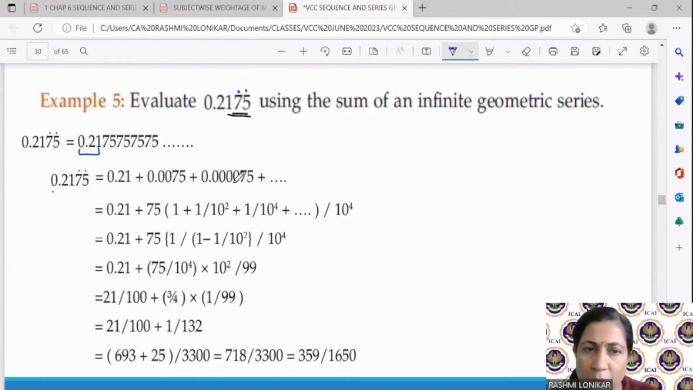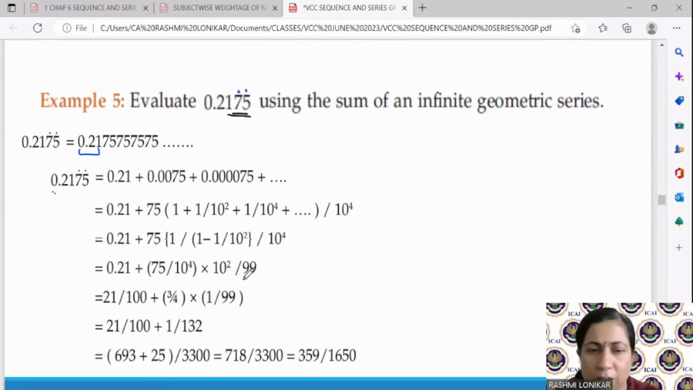0.0075 plus 0.000075, okay? Because this addition will give me this number. And then you have 1 plus 1 by 10 raised to 2 plus 1 by 10 raised to 4 and so on, and then you will have to solve it. So this is a typical example where this is the way you are supposed to solve it.